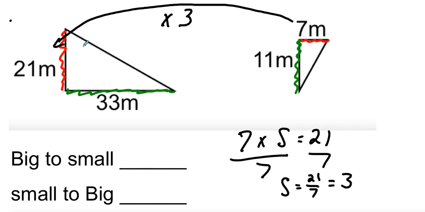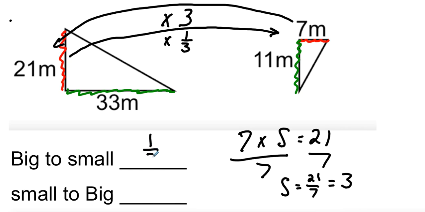And as we mentioned before, if I go the opposite direction from big to small, instead of multiplying by 3, I'm going to have a scale factor of 1/3, since that's just the reciprocal of 3. So you'll see again that from big to small, our scale factor is 1/3. It's a value less than 1. And from small to big, it's times 3, a value that's greater than 1.